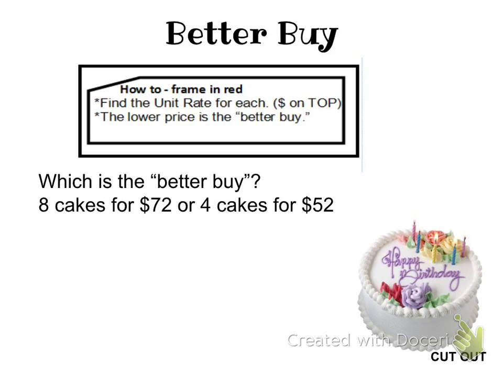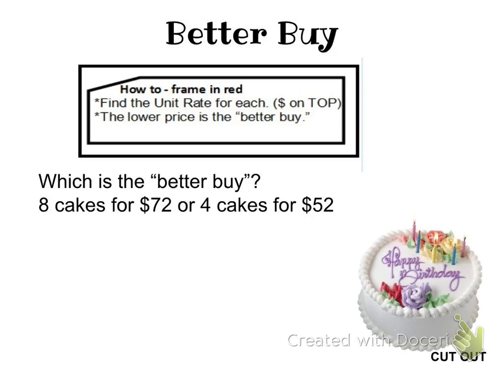So let's look at this. We have 8 cakes for $72 or 4 cakes for $52. Now let's assume that we actually need 8 cakes, because most of us probably don't, but let's just assume for the purpose of this activity that we actually need 8 cakes. So all we're going to do is calculate the rate for each one of them and decide which one is the cheaper price.